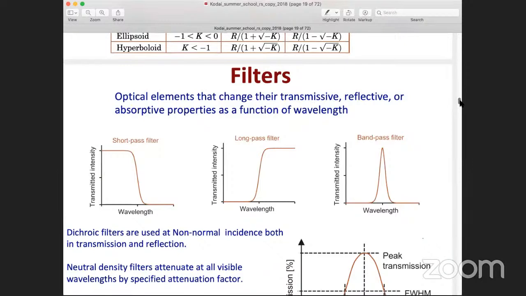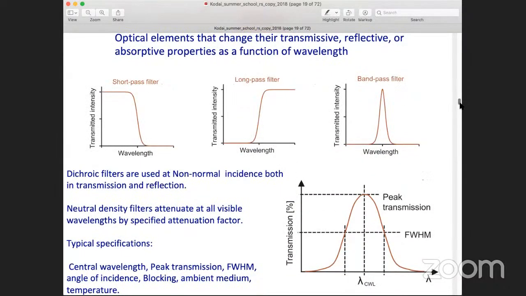Filters are optical elements that change the transmissive, reflective, or absorptive properties as a function of wavelength. Say, for example, a short pass filter will allow light below a certain wavelength. It is fully transmitting, and after that it will cut down. A long pass filter is above a certain wavelength. It will allow all the wavelengths, and transmission will be very high. And the band pass filter has a small range of wavelengths through which it will allow the light to pass. The exact transmission function may differ. Sometimes it may be exactly flat, or sometimes it may be a Gaussian shape. And dichroic filters are used in non-normal incidence, for both transmission as well as reflection.